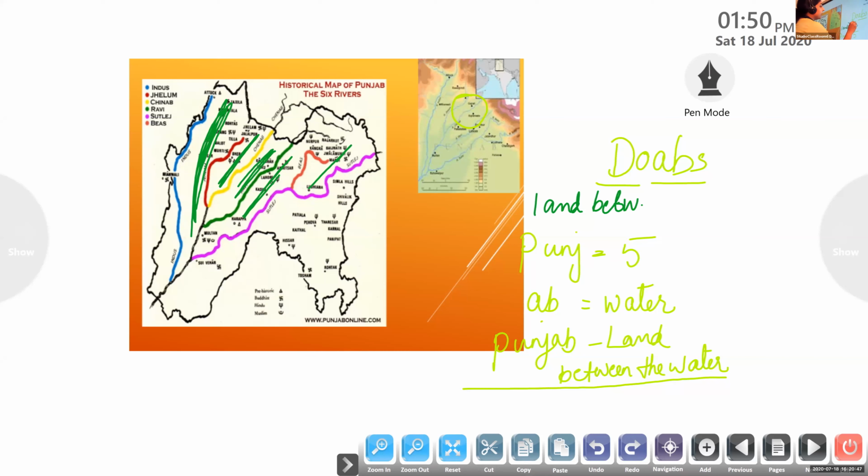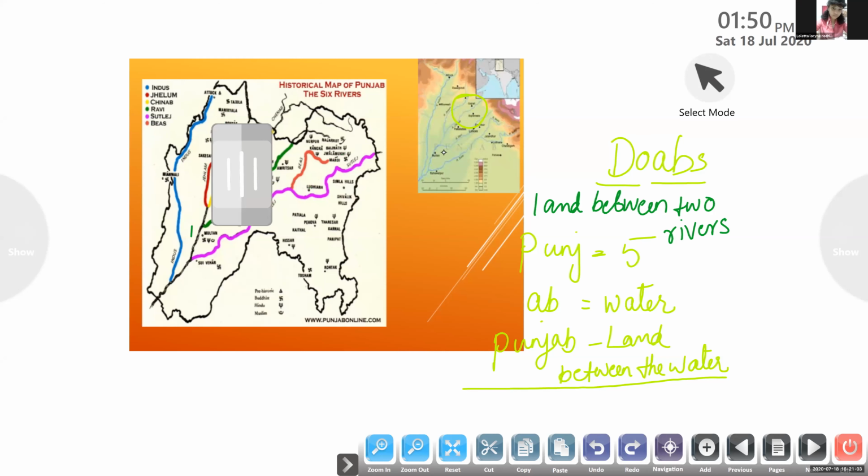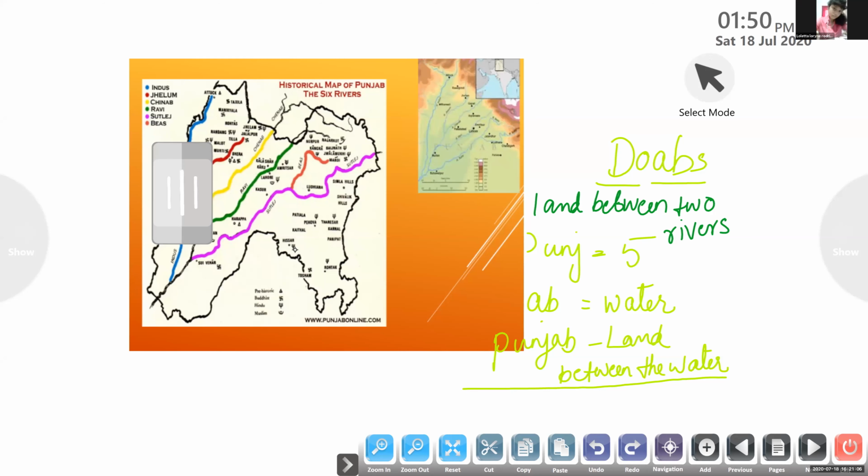Land lying between two rivers. Is it clear? Yes, ma'am. Shall I move to the next topic? Yes, ma'am.